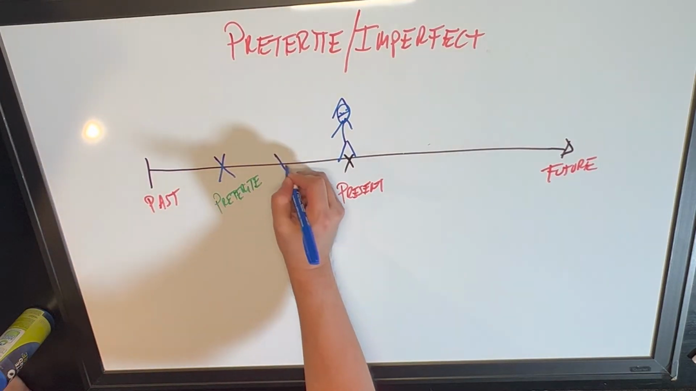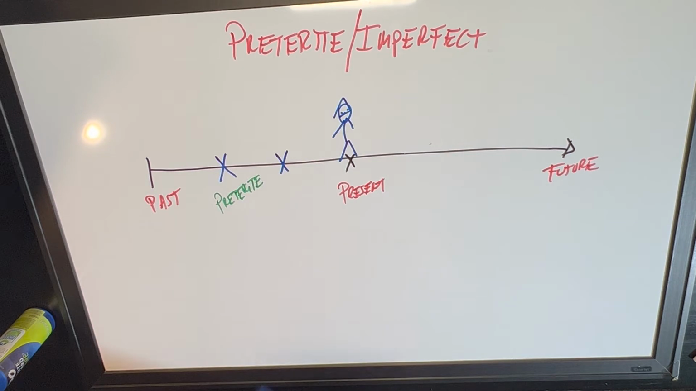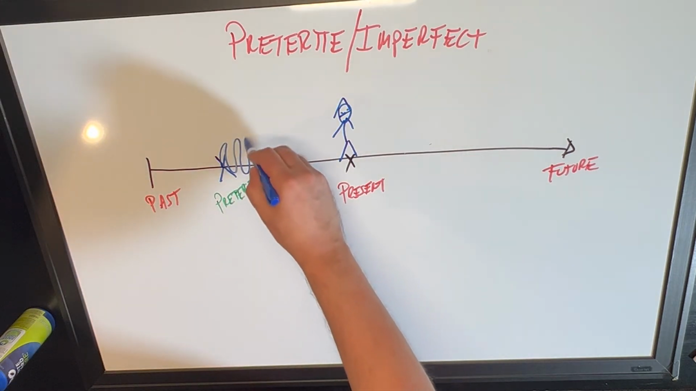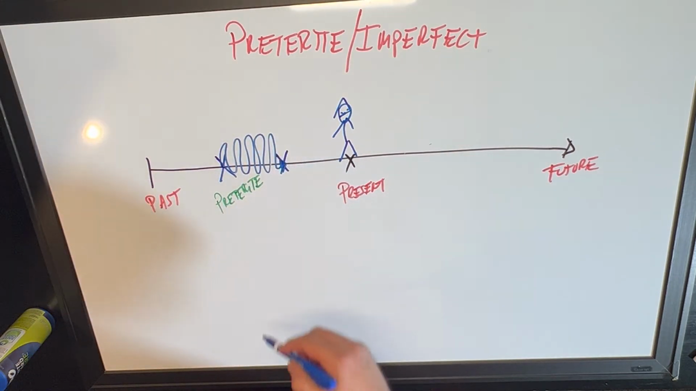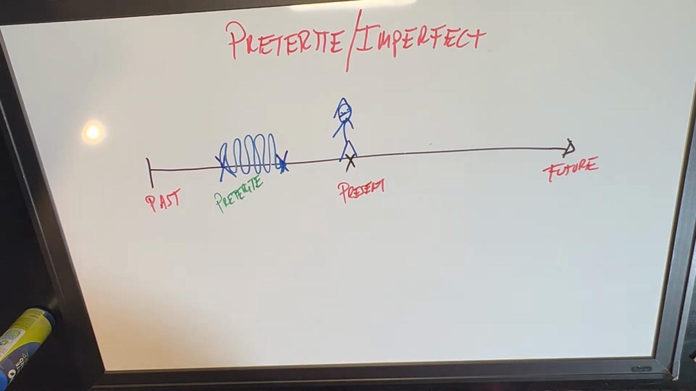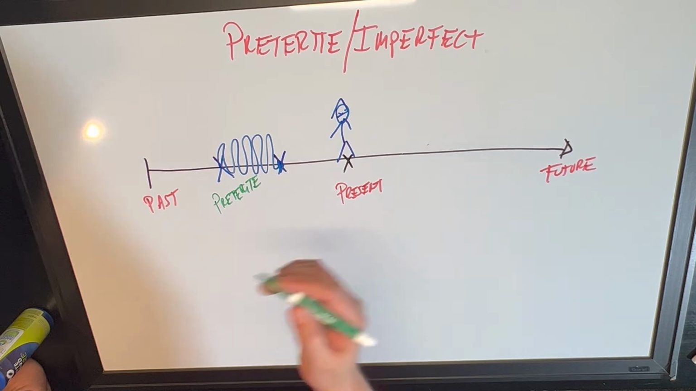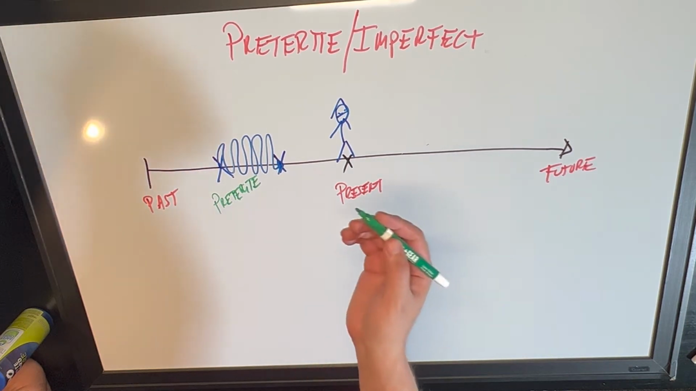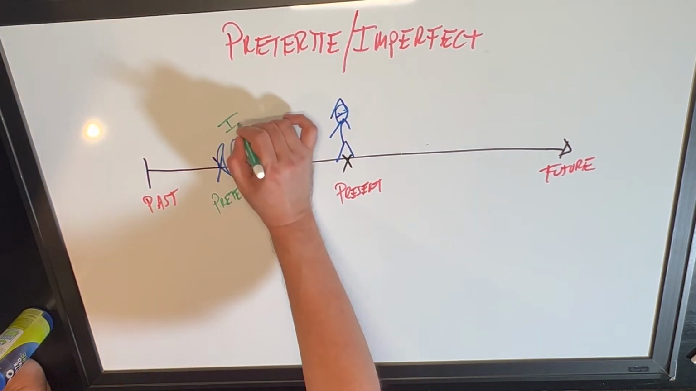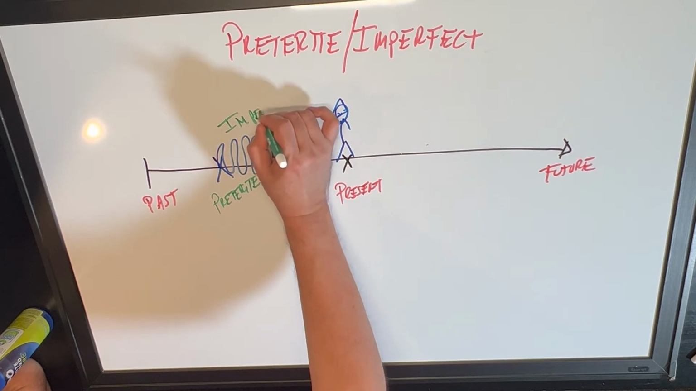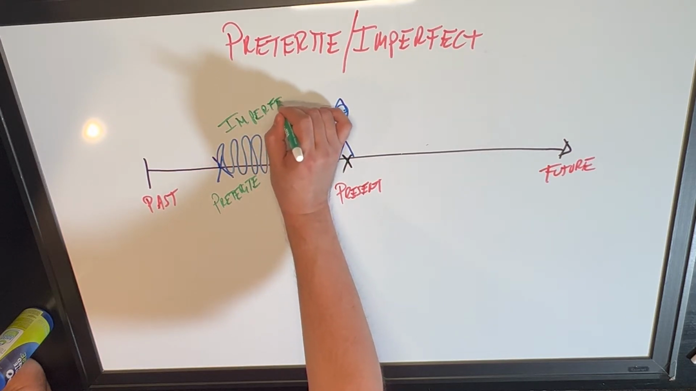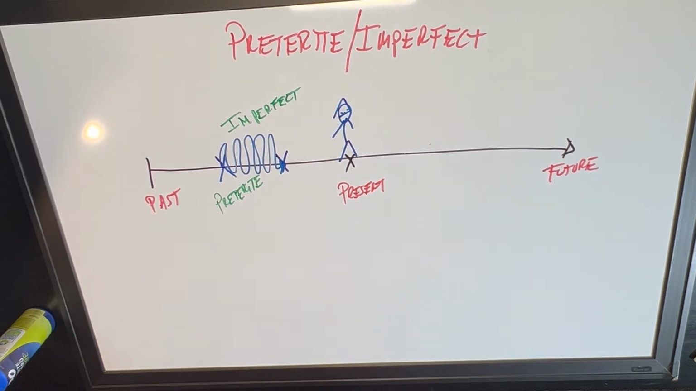But now, if I have 2 points in the past, and I have this wavy line here, what I'm indicating here is the idea of motion, of dynamic movement. This is for the representation of the imperfect. Okay, I want you to keep this in mind, this basic notion, this basic idea.